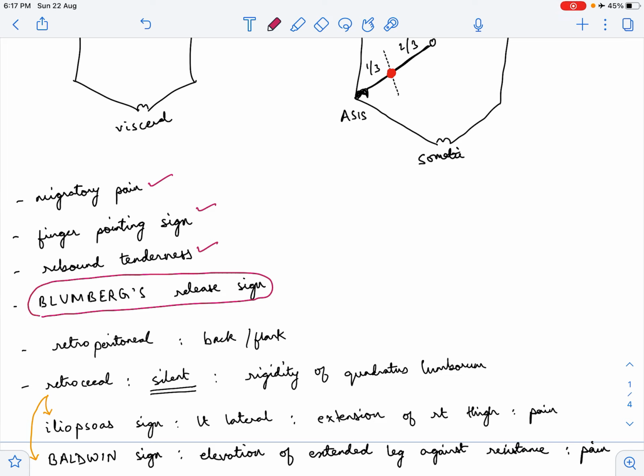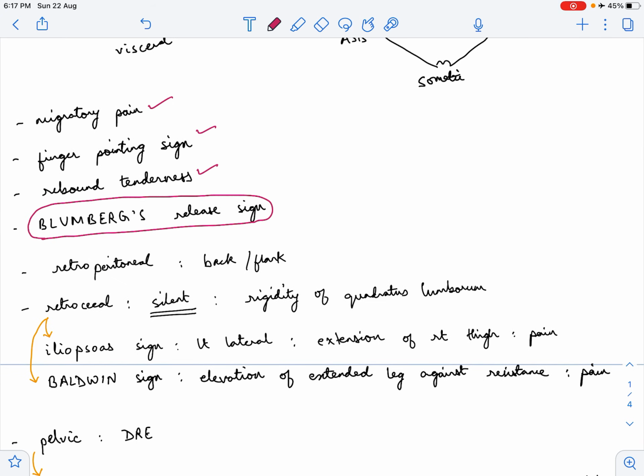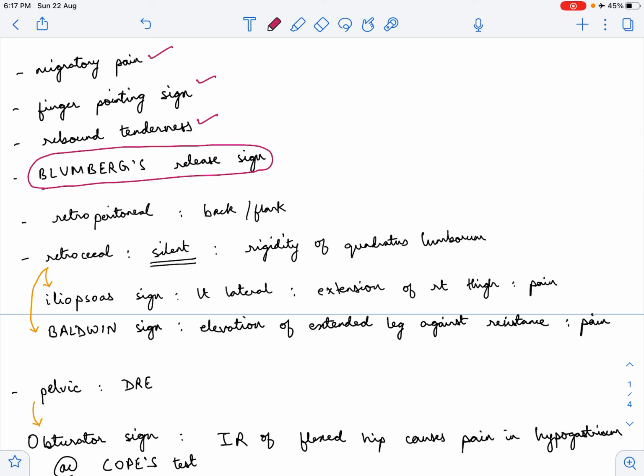There are actually quite a few signs with acute appendicitis. It is actually pointless to know these signs because invariably you will get a radiological investigation, preferably a CT scan, to diagnose acute appendicitis. But this is part of the surgical literature, and many of these exams, even some of these old-time examiners, are very fond of asking about these signs. So, Blumberg's release sign is seen when you release the appendix.